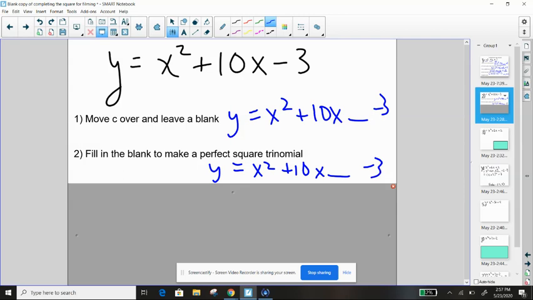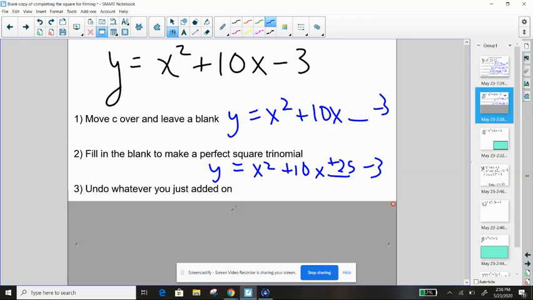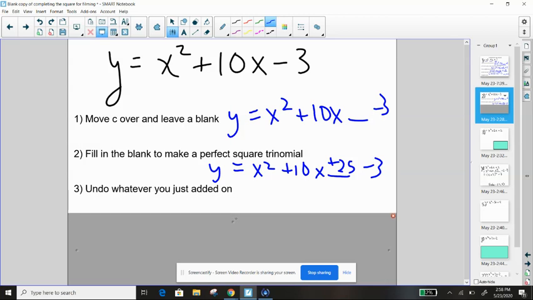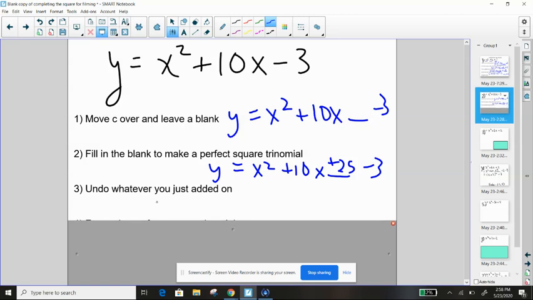What's going to make that into a perfect square? A positive 25. And if you need to go back and watch that video again about perfect square trinomials, do that. So if you don't know how I'm filling in that blank, go refresh your memory. Undo whatever I added on. So I added on 25. I can't do that without changing the question. So I'm going to take away 25.